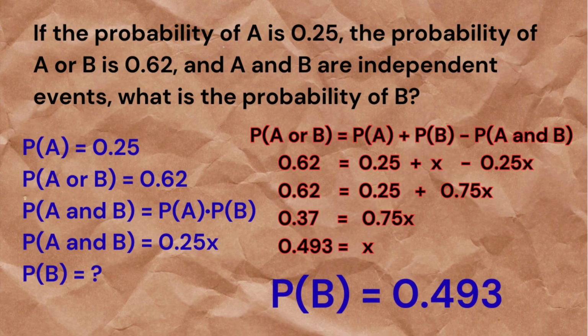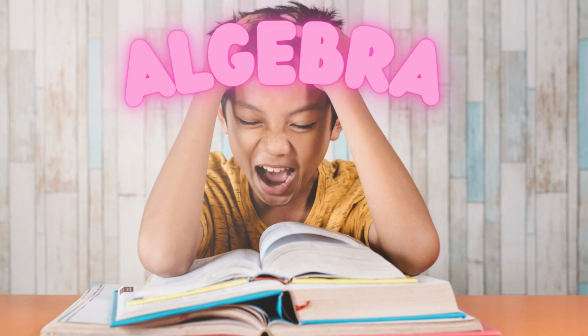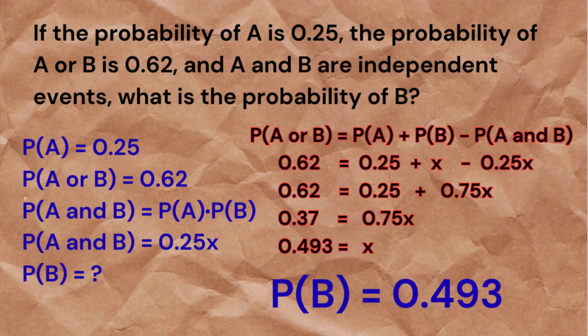This is a very difficult problem that a lot of kids get wrong, so make sure you understand all the tiny details that go into getting this problem right. And I gotta be honest, a lot of kids get this wrong, not because of the probability, but because they're bad at algebra. They don't even know that 1x minus 0.25x is 0.75x, but hopefully you do.